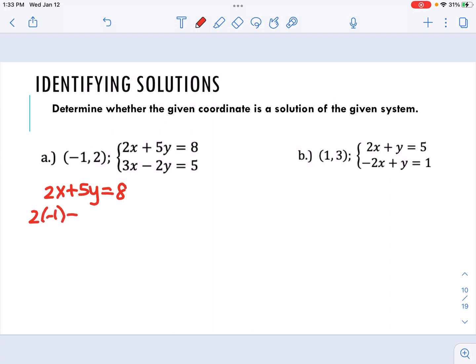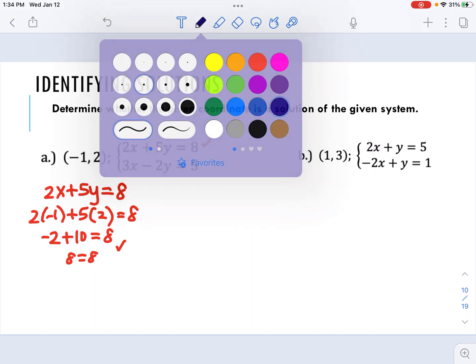I'm going to do some quick math here. I'm going to replace my x with -1, my y with 2. 2 times -1 is -2, plus 10 equals 8. And that is true. 8 equals 8. So I can safely say it definitely exists on this line, right? It's a solution to that first line, but I need to see if it's a solution to the second line.